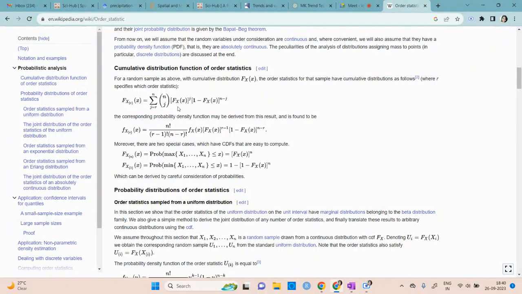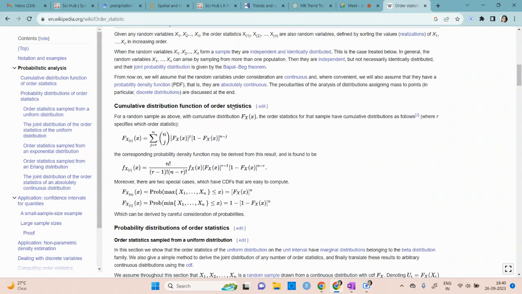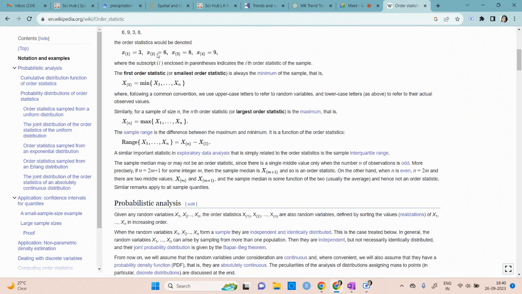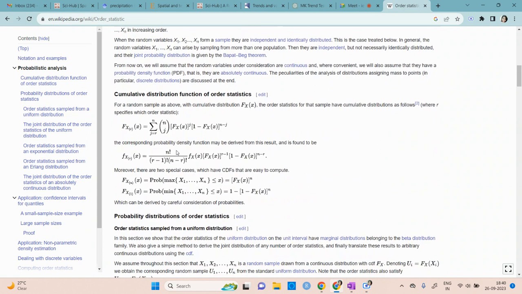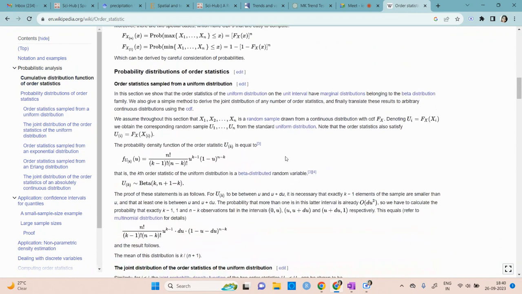If you can see the arrow I'm pointing here, this is the formula for f of X(r) of x, equal to this value. I think this is for the density function. And if you have discrete values, you can just find it by this method. So this is the order statistics, and then you have different cases.